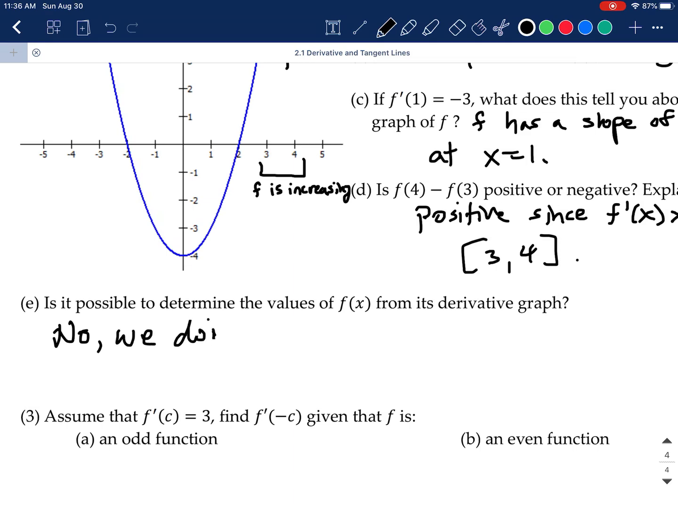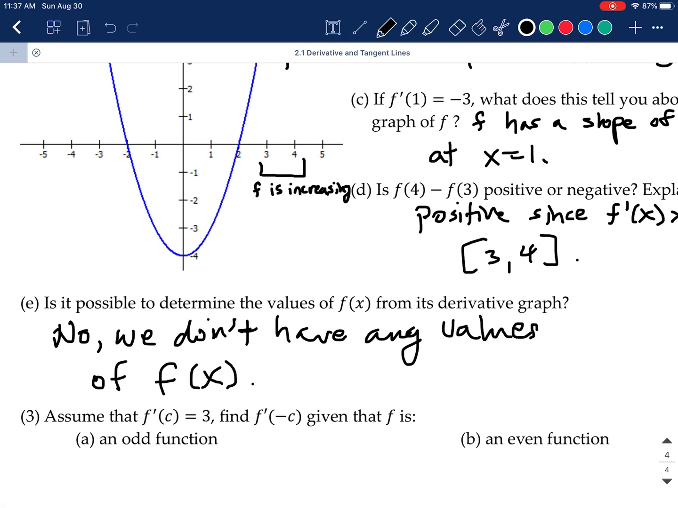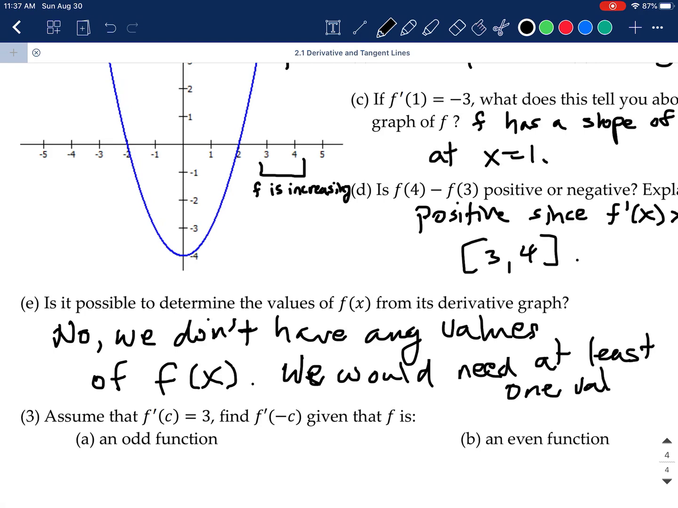We don't have any values of f of x. So we would need at least one value. Right, so if I have one value of the function, I have all values of the function if I know the derivative. So the derivative can be used to find other values.